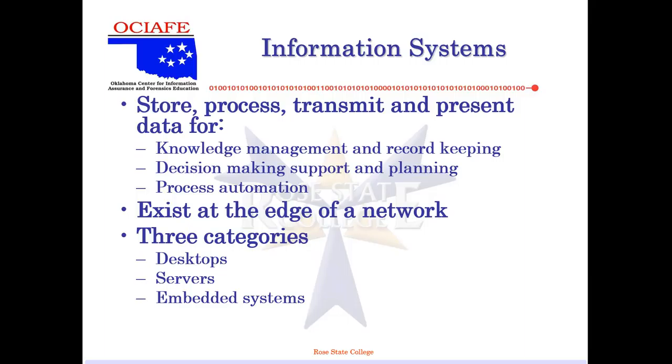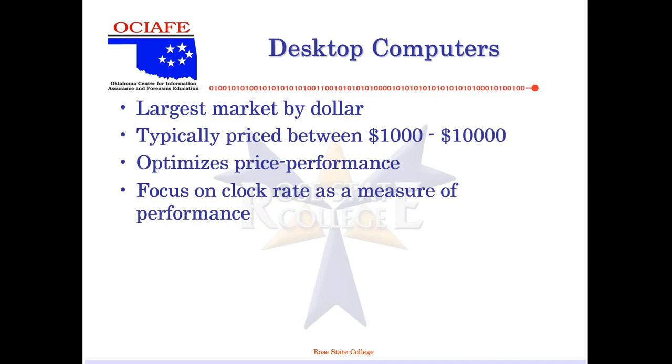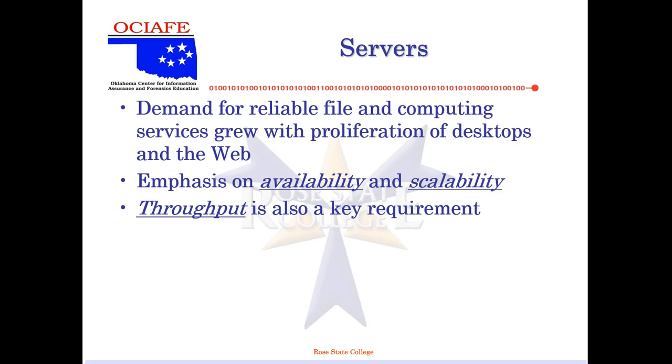Okay, they exist at the edge of the network, and you can have them in desktops, in servers, or in embedded systems. What is a desktop? Well, it's the largest market by dollar. Obviously, everyone has a desktop or laptop, and desktop computers are no longer normally $1,000 to $10,000. It would be nice to have a $10,000 desktop, but that would be overkill. They're more your end user type. They focus on clock rate as a measure of performance, versus servers, which are in demand for reliable file and computing services. They have an emphasis on availability and scalability, and throughput is also a key requirement. You might want to know that one.